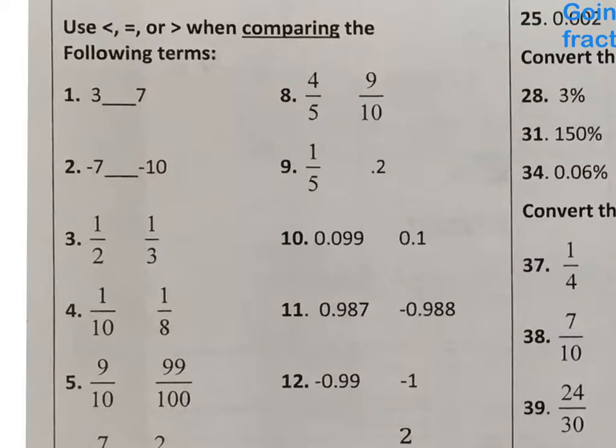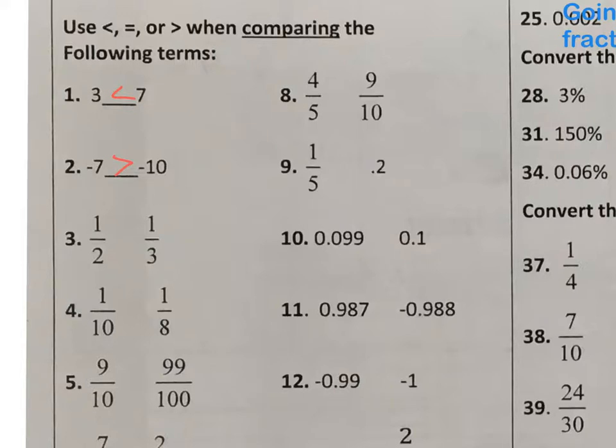The second part, they're pretty straightforward, pretty easy, especially when you're comparing numbers. Just think of the number line. 7's further to the right, so 7 is definitely greater than negative 10, which is further to the left. Negative 7's further to the right, so negative 7's greater than, right?